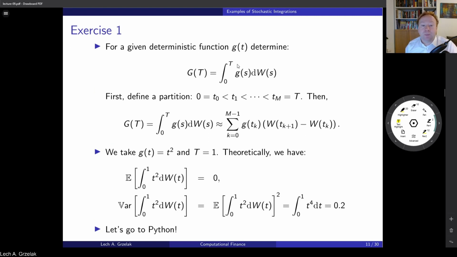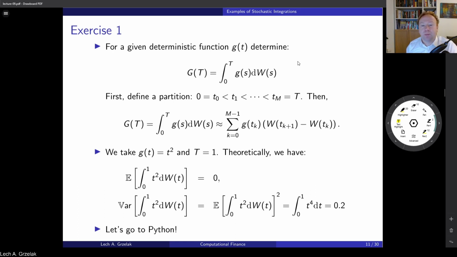So imagine a scenario where we have a function G(t), which is something that we have seen in the figure before, with an integral from 0 to capital T of some function g(s) dW(s). This function g(s) in general could be stochastic, but here we consider it to be deterministic. How to solve this type of integral numerically? You would do the following.